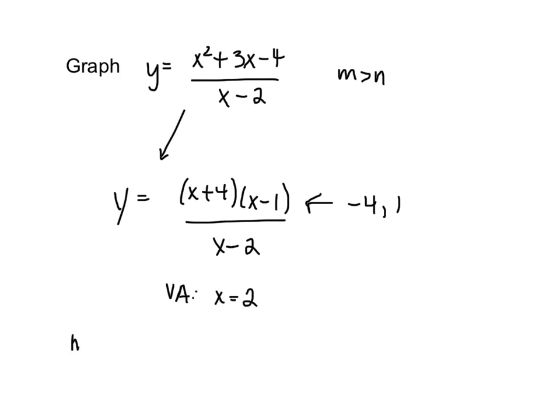And now that we know that m is greater than n, we know that there's no horizontal asymptote, and we have the same end behavior as y equals x to the 2 minus 1, so x. Now we're going to plot points on each side of the vertical asymptote.